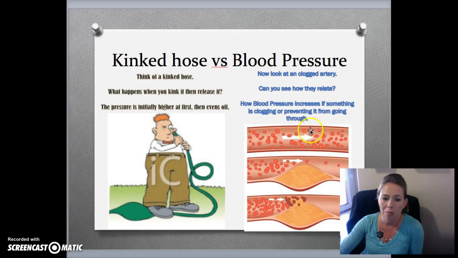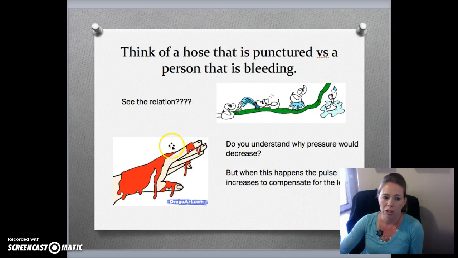Again, that's the same principle inside us. See the clog right here? Pretend like his foot is stepping on that, causing that clog. Okay? So same idea. For the low blood pressure, or if we're bleeding out, or maybe we're not having a high blood pressure inside our body, there could be different reasons why. I just want to show you the relationship between the hose and our body.